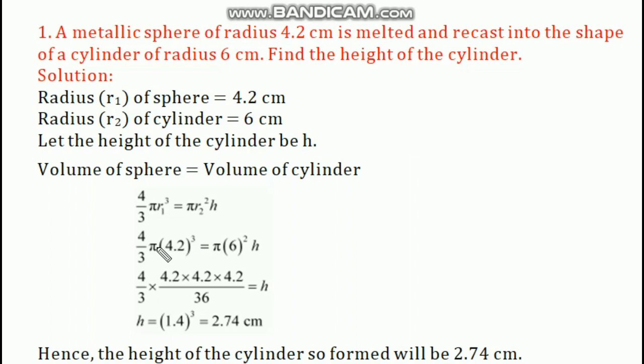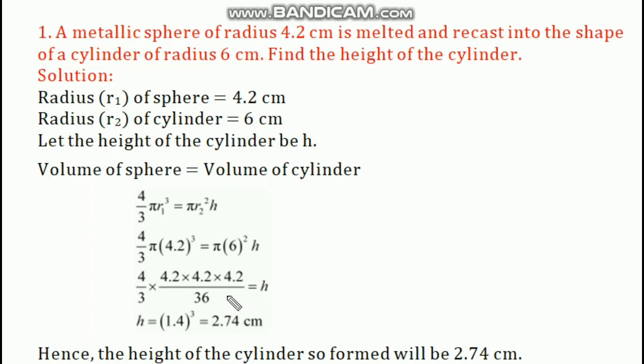At the same time, we know that the pi on the left hand side and the pi on the right hand side will be cancelled. So directly we can cancel these two pi, and then 6 square is 36. Just transpose it to the left hand side, because we need to find the height. If we transpose, that will be 36. Then simplify: 4 by 3 into 4.2 into 4.2 into 4.2 divided by 36. So 36 and 4 we can simplify.